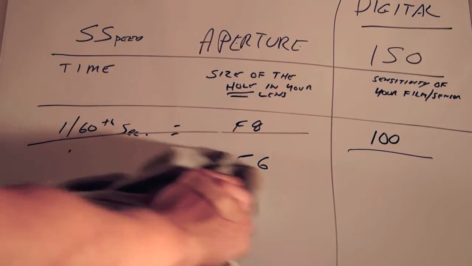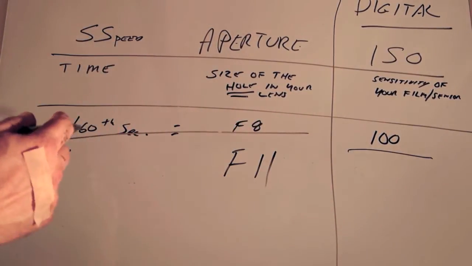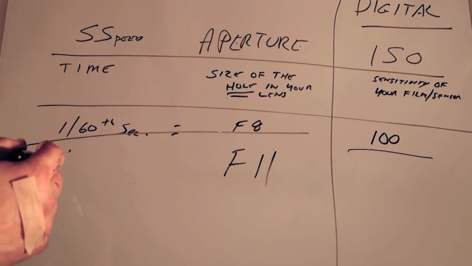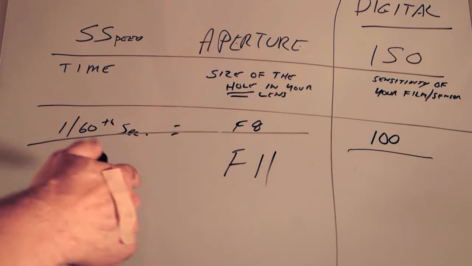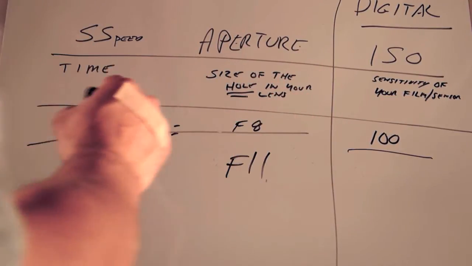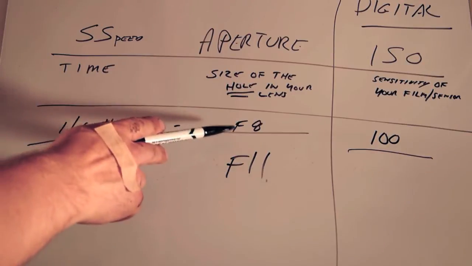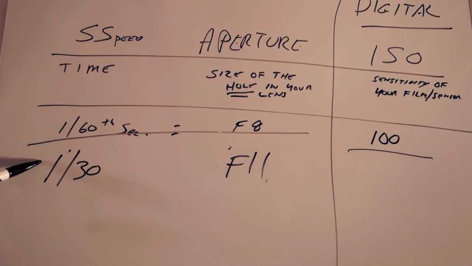All right, we can go the other way too. We can go up to f11, okay? And guess what has to happen over here? Did I screw that up? I screwed that up. Okay, this should have been f11, and this should have been 1/30th. Okay, a stop darker here, a stop lighter here.